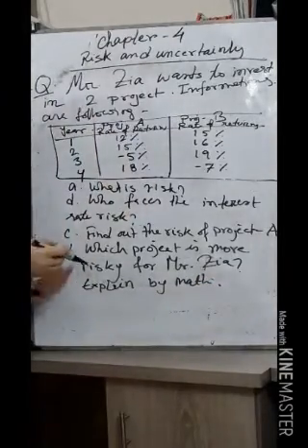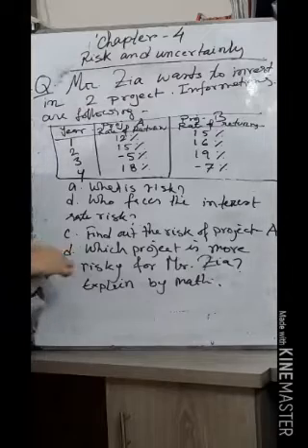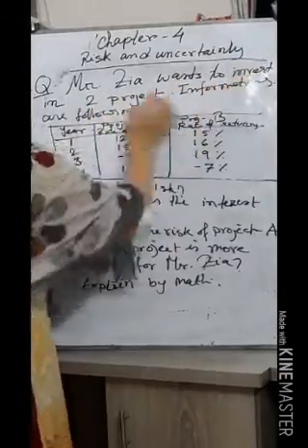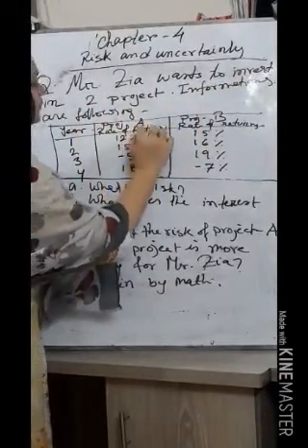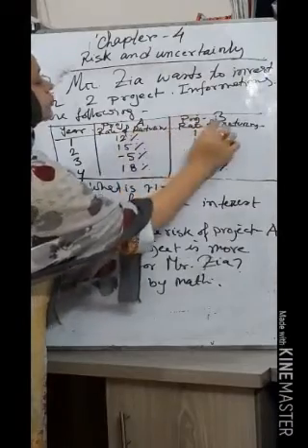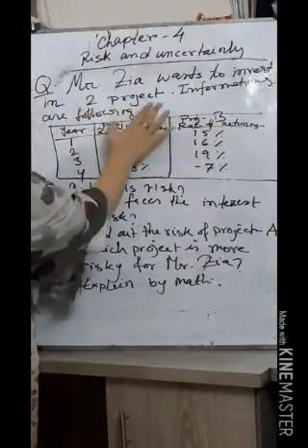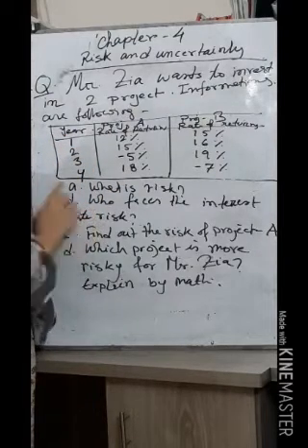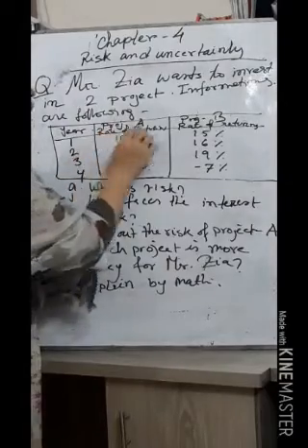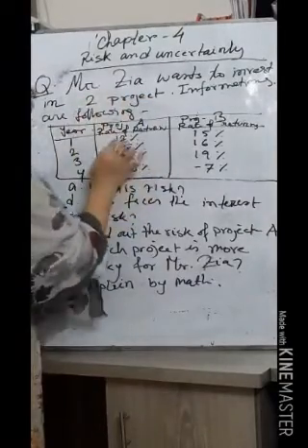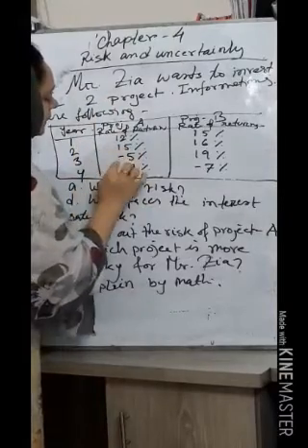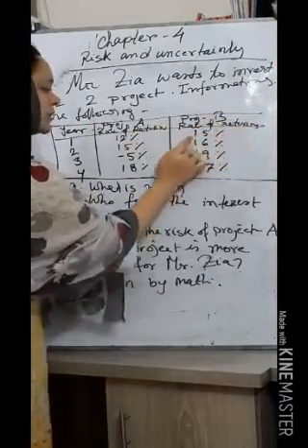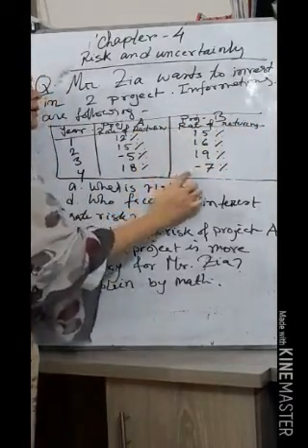This is the full question of your chapter 4, risks and uncertainty. We can see here Mr. Jia wants to invest in two projects, project A and project B, and the information is as follows. There are 4 years, and the rates of return from the investment in project A are 12%, 15%, -5%, then 18%. And in project B, the rates of return are 15%, 16%, 19%, and -7%.